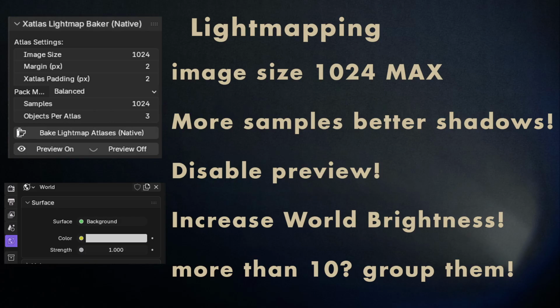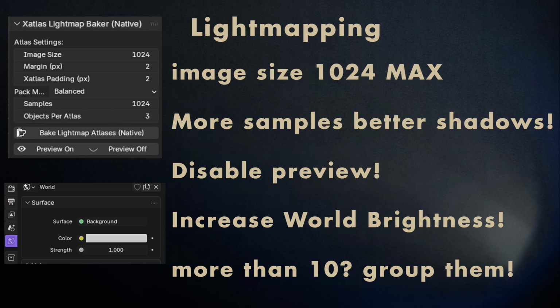Now you can't leave it without a light map, so before we move on to the materials and export, we need to bake the lights. Use the X-Atlas Light Map Baker, set your image to 1024 max. Remember, more samples mean better shadows, less artifacts. Make sure to increase your world brightness for the bake.